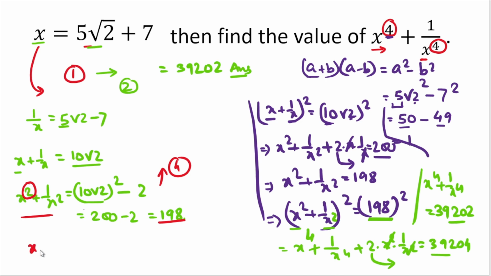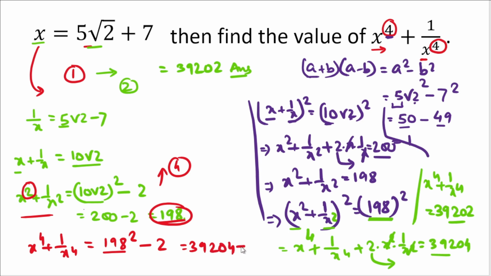For that we write x to the power 4 plus 1 over x to the power 4. Similarly, we square the square value, that is 198 squared, and we subtract 2. So the value of 198 square is 39,204, and we will subtract 2 from it. So the value of this expression would be 39,202. So this is our answer.